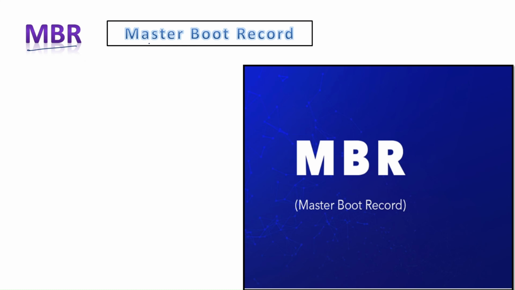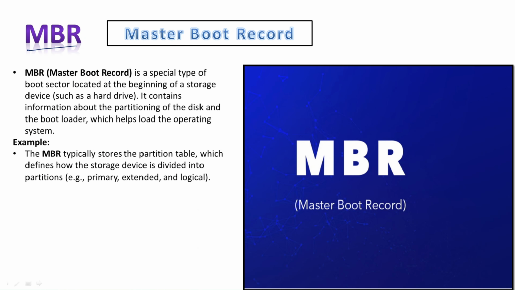MBR, that is master boot record. So MBR or master boot record is a special type of boot sector located at the beginning of a storage device such as hard drive. It contains information about the partitioning of the disk and the bootloader, which helps load the operating system. For example, the MBR typically stores the partition table, which defines how the storage device is divided into partitions, that is primary, extended, and logical.